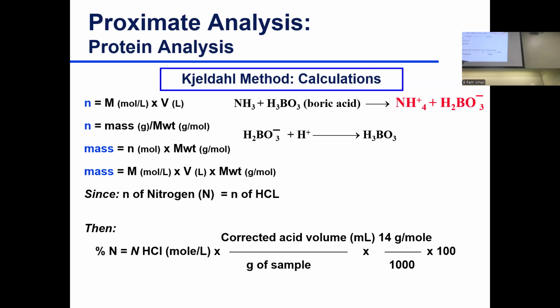Yeah, you all following? Do you want me to repeat? Number of moles of HCl equals number of moles of borate, equals number of moles of nitrogen. Because 1 mole of borate reacts with 1 mole of acid. And also you have 1 mole of nitrogen. Okay, so this is at equilibrium.